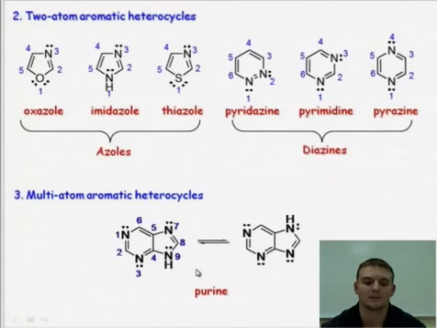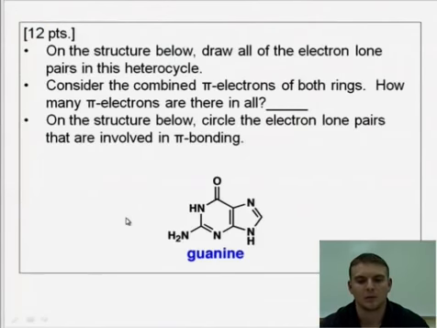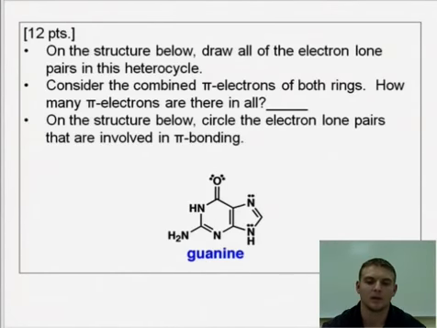So in this slide, this is an old exam problem, where we're given the structure of guanine. Again, we see a multi-atom fused heterocyclic system. So the first part of this problem says to draw all the lone pairs in the heterocycle. So if we remember that nitrogens want 3 bonds and 1 lone pair, and oxygens want 2 bonds and 2 lone pairs, we can quickly fill in all the lone pairs on the guanine structure as shown here.